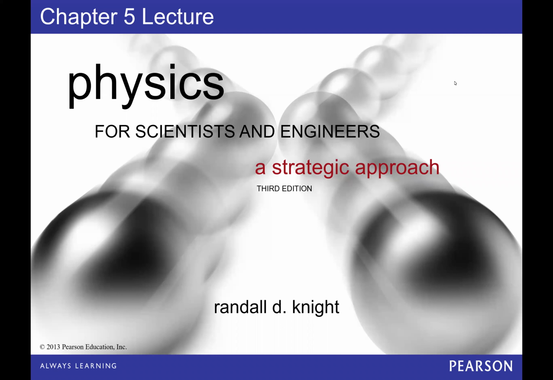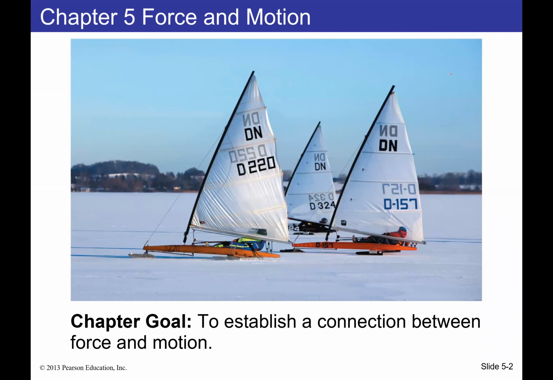All right, guys. So we have chapter 5, which is Introduction to Newton's Laws of Motion. In terms of chapter goal, to establish a connection between force and motion. That means in the previous 4 chapters, we've been talking about how the object is moving, what makes an object change position, that's velocity. What makes an object change velocity?